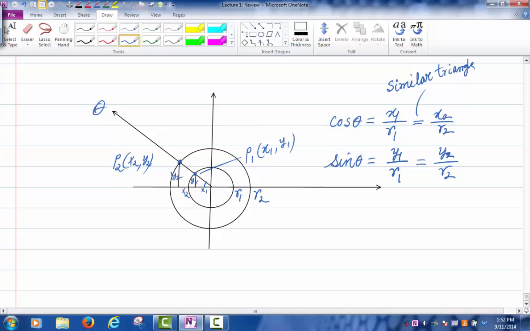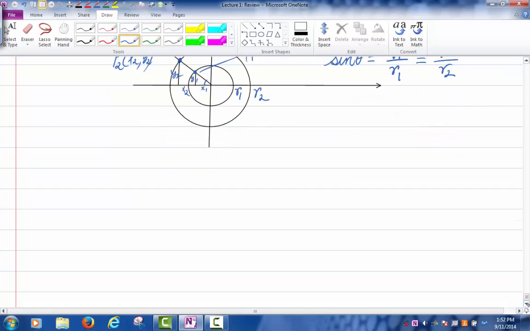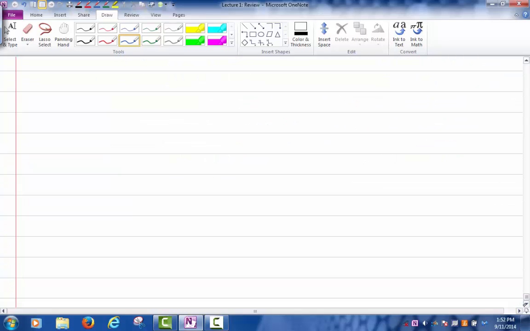Okay, so that justifies why my definition of trig functions are well defined. So that's the definition of these trig functions, and we see why this is well-defined. These are well-defined functions. Now that we know that radius doesn't matter, let's take radius to be 1.